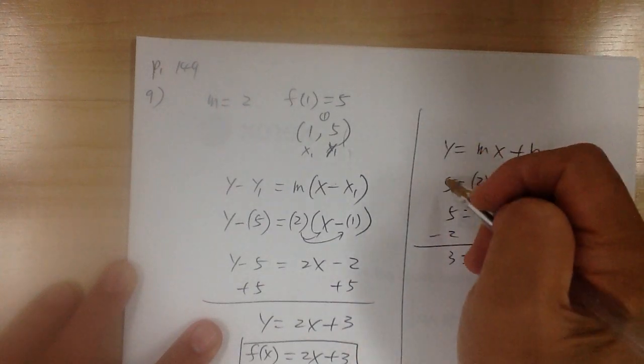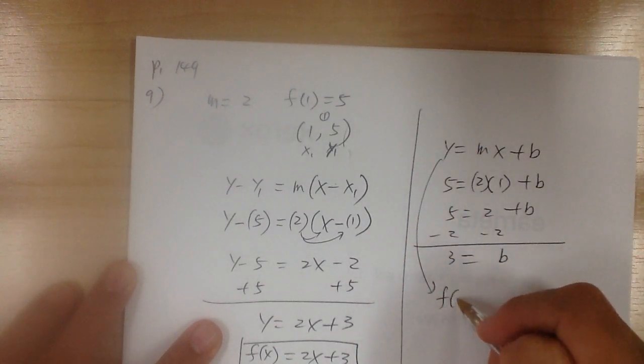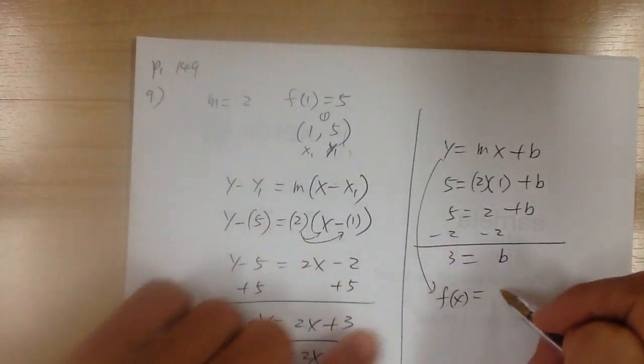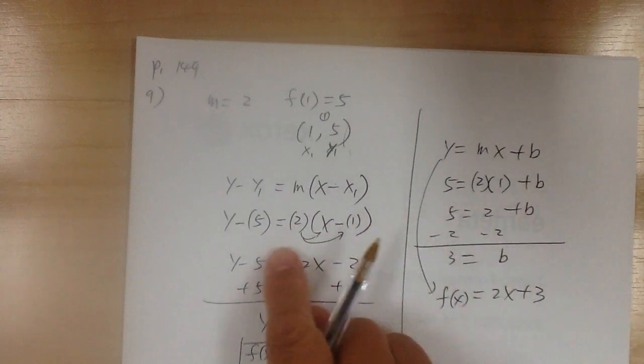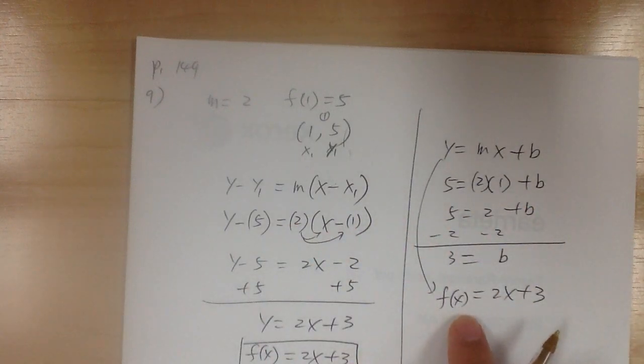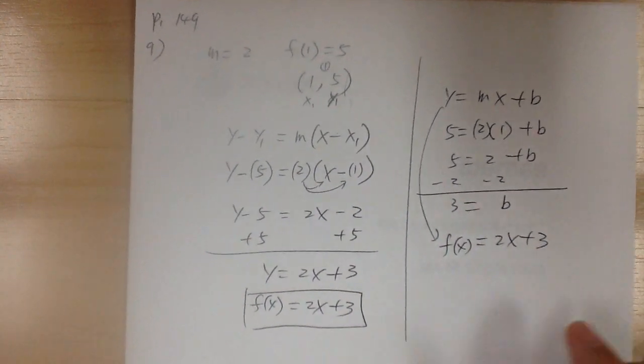So again, from here you use the f of x, right? That's what y is, equal to 2x plus 3. Okay, so again, you can use either method. They should come out the same answer.